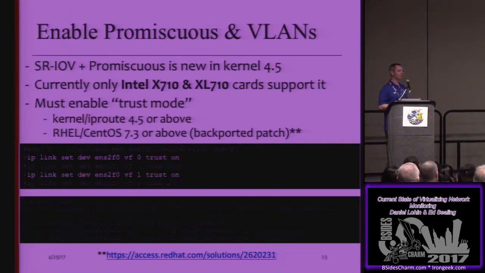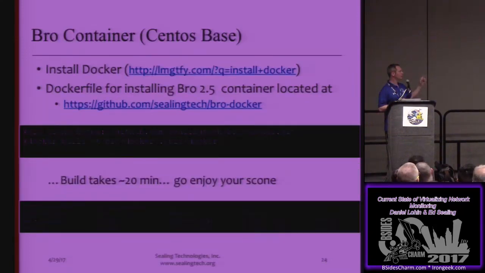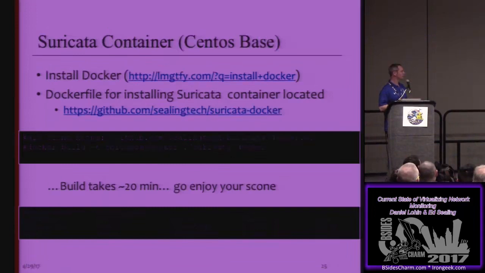So just keep that in mind. If you want to virtualize with promiscuous mode with SR-IOV, you can't do it without this card. We ended up making a Bro container and a Suricata container. The slides will be available. We put that stuff up on GitHub. It's really easy to download. It's a couple of commands, and you've got a Suricata box up and running with Hyperscan.